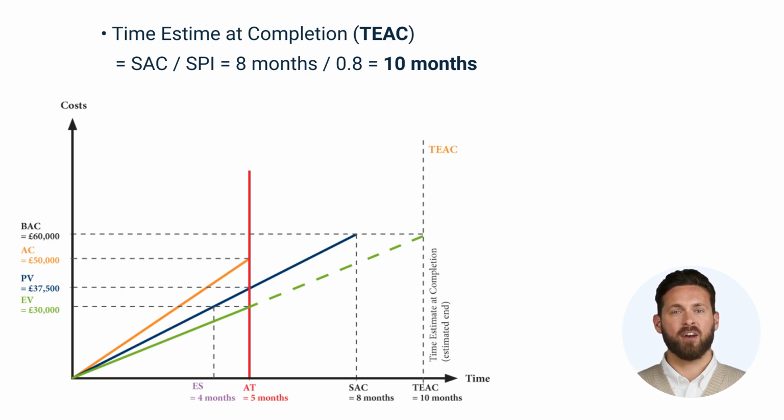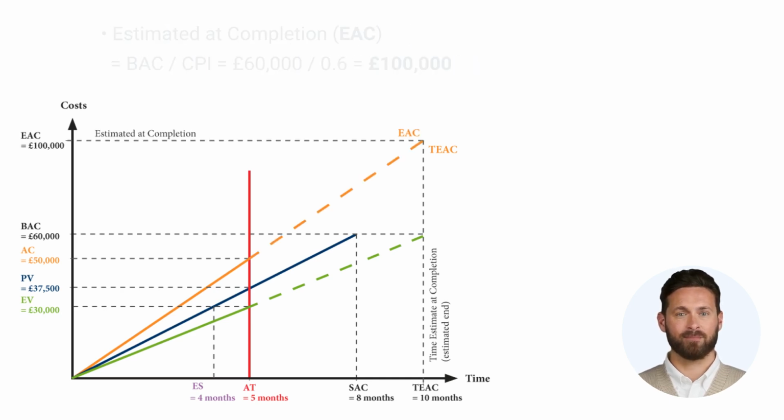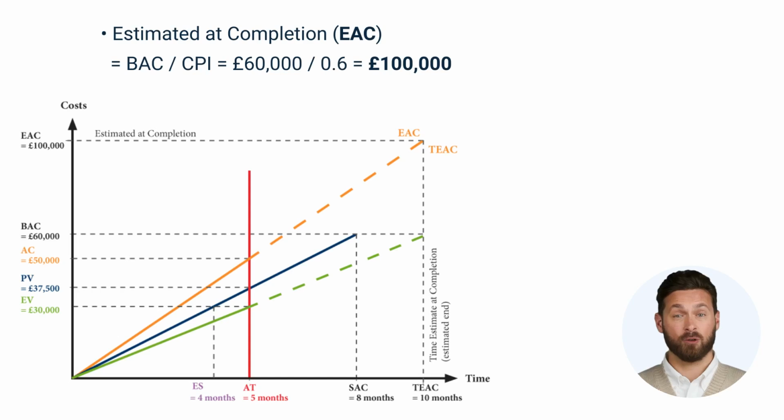To calculate this value, the planned project duration must be divided by the Schedule Performance Index. Here we find that the projected project costs at this point amount to £100,000. This value is the estimated at completion. It is calculated by dividing the total planned budget by the Cost Performance Index.